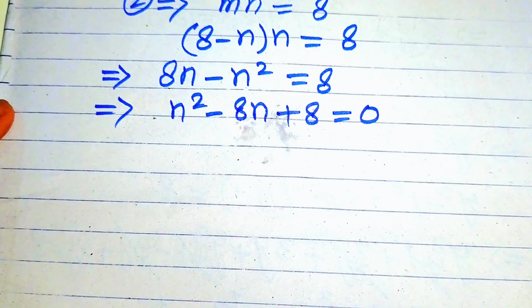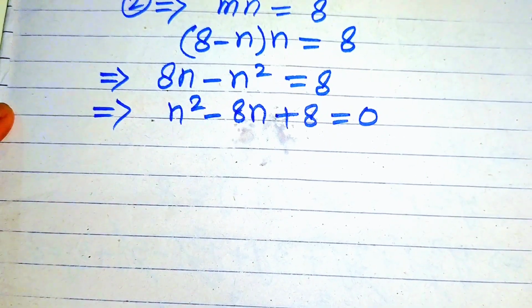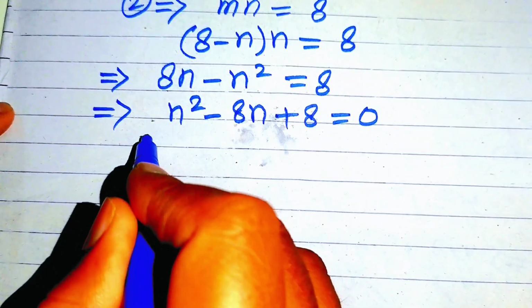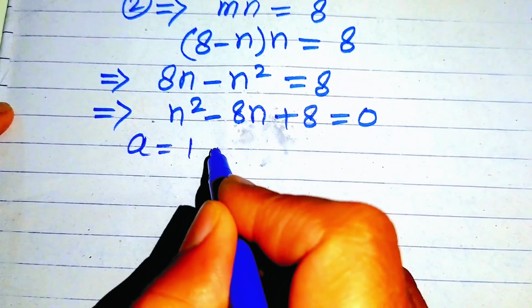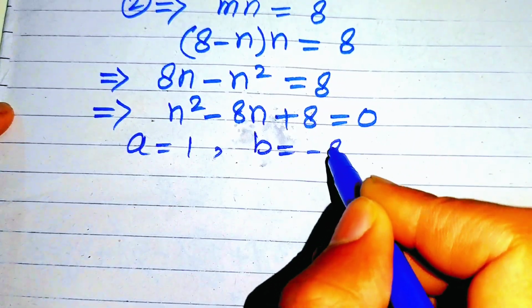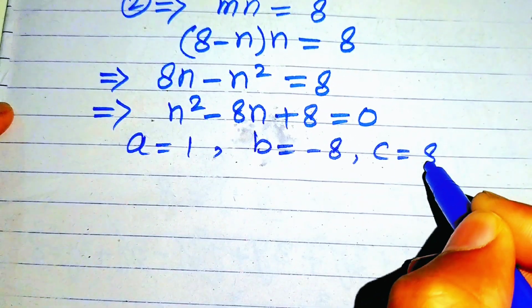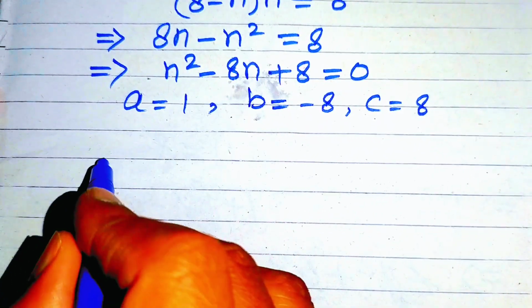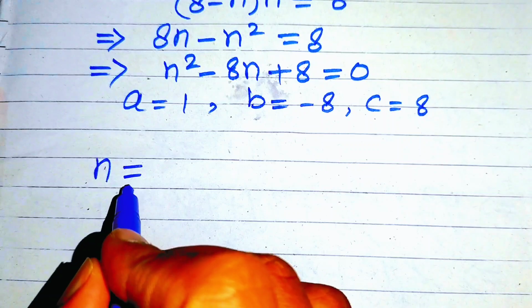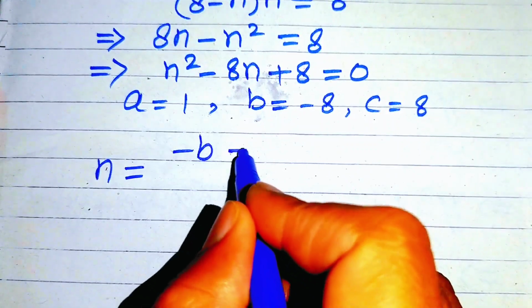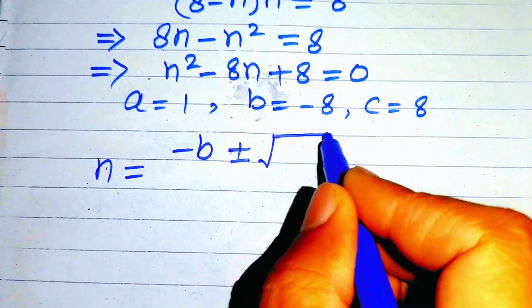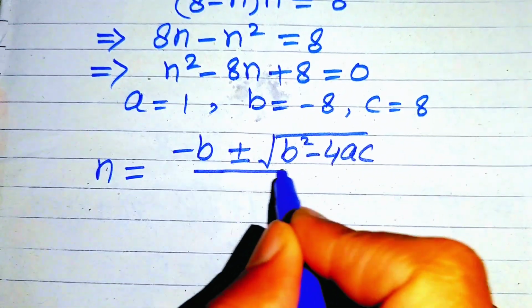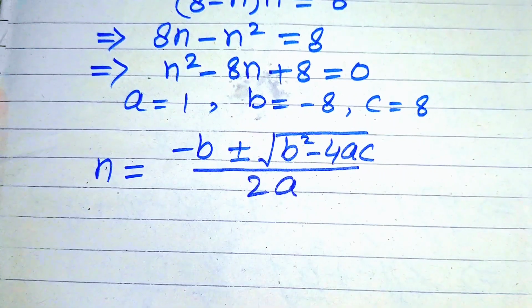Now we move towards finding the values of n. Here we use the quadratic formula in order to solve this equation. First we write the coefficients of this equation, and the coefficients are a equals 1, b equals minus 8 and c equals 8. And now we use the quadratic formula, which is written as n equals minus b plus minus square root of b square minus 4 times ac divided by 2 times a.